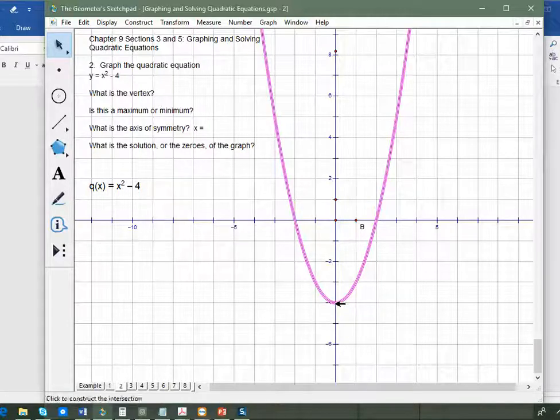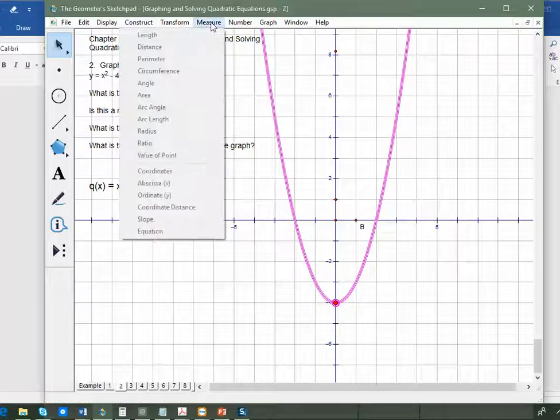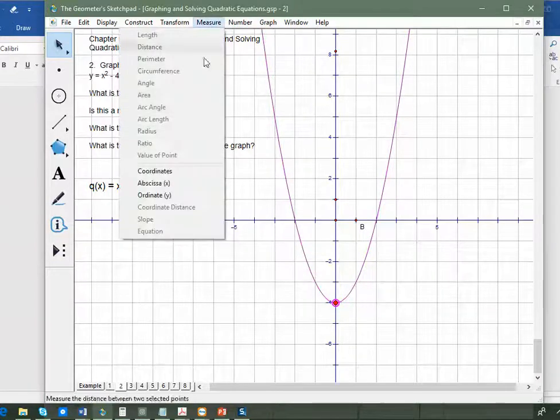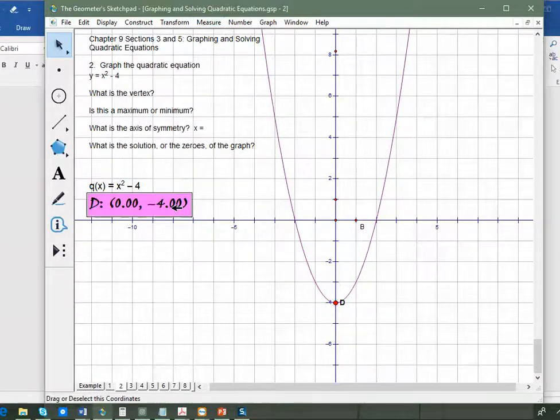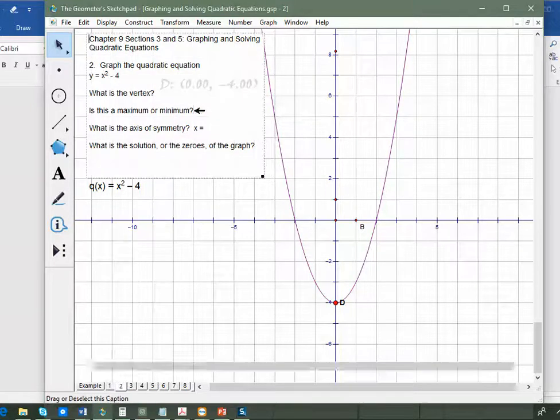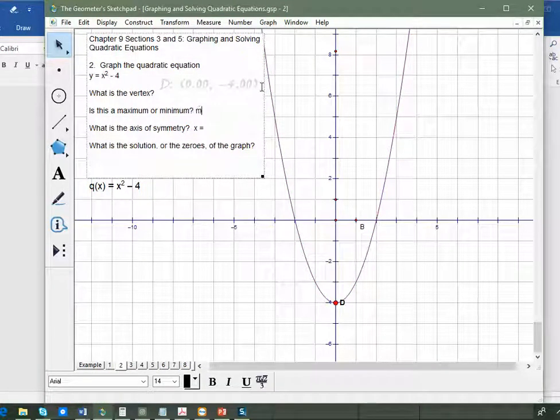So to find the vertex, it looks like it's right here, right? You can click on that, make a point there, and then go to measure coordinates. Oops, I've got something else selected. Now I can do it. Measure coordinates. It looks like it's at 0, -4. Is this a maximum or minimum? That is a minimum because that's the lowest that the graph will ever go.